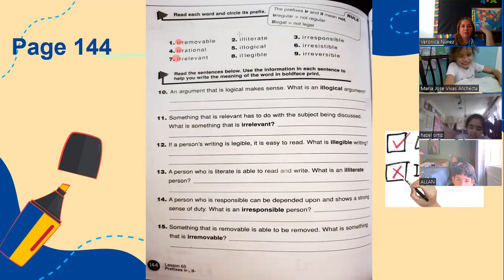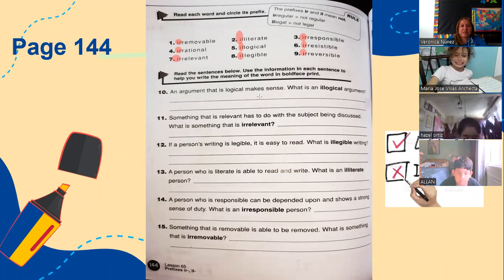Next one, io, eo. Now, eo. Then, ear, irresponsible, irresistible, irreversible. Now we need to read the sentences below.